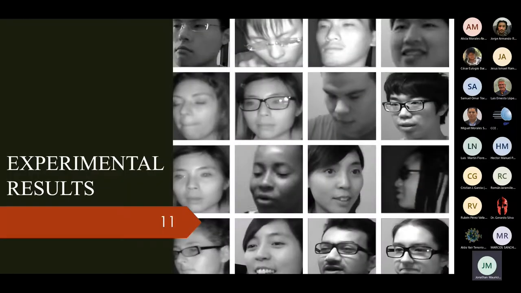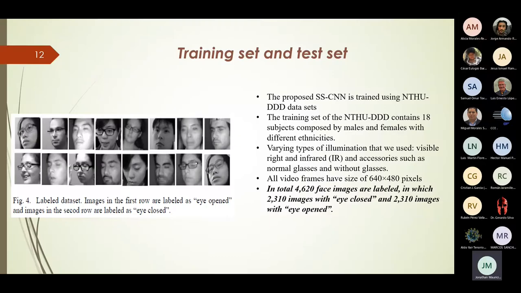We use a dataset that is normally used for this type of research. In this case, the name is NTHU-DDD, and it contains 18 subjects, males and females, with different ethnicities. They use different accessories, for example normal glasses, sunglasses, or no glasses. Another important point is that they use different types of illumination, visible light and infrared.